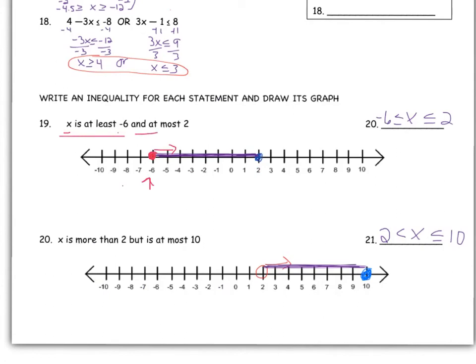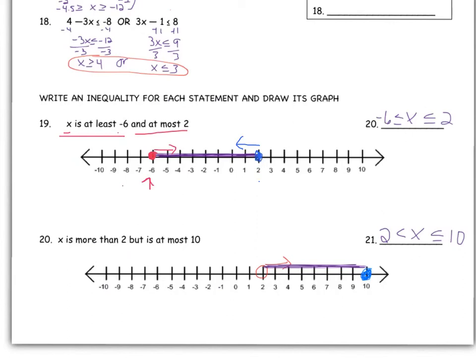Now, x has to be at most 2. Is 3 at most 2? No, it's more than. Is 1 at most 2? Yes. So once I graphed this little part, I knew it was going this way. Is 2 at most 2? Yes, that makes a true statement. So I knew it was going to be a closed circle.